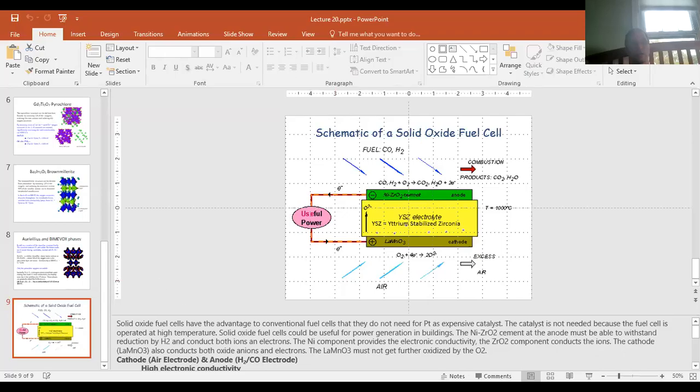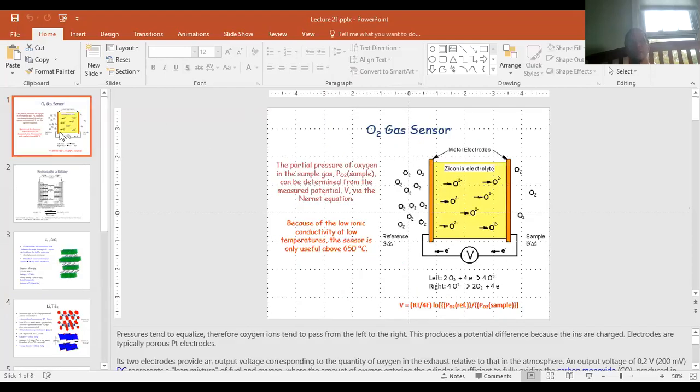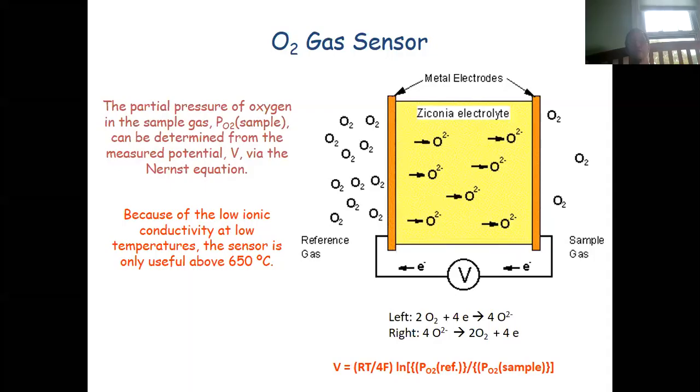Okay, so another related device is, just move over to this now, an O2 gas sensor that can measure the concentration of oxygen in the gas. So for instance, you have oxygen gas sensors in cars. And the purpose is to adjust the fuel to oxygen mixture to an ideal level.